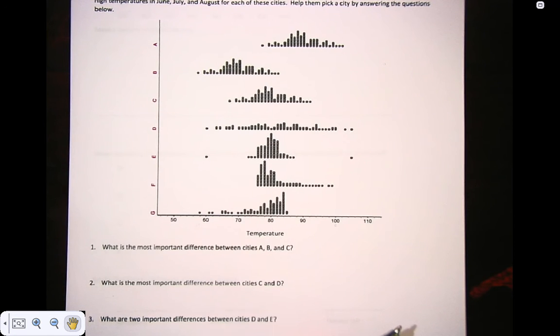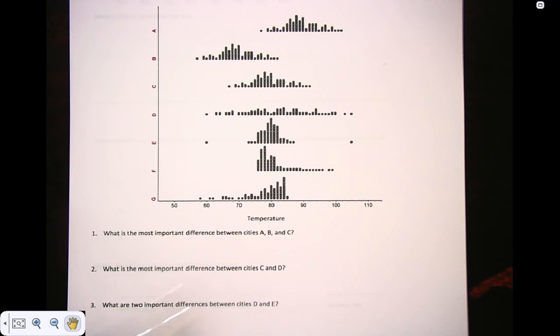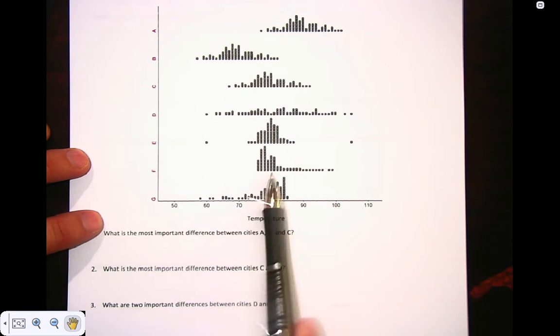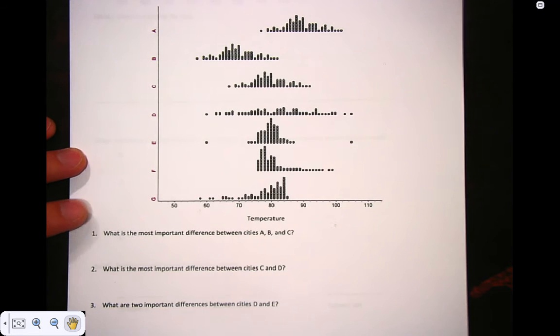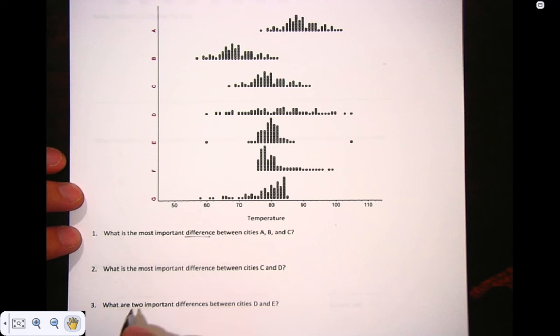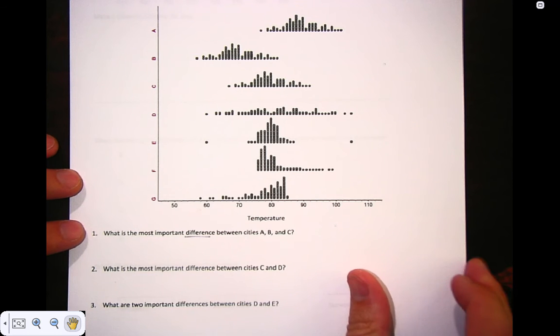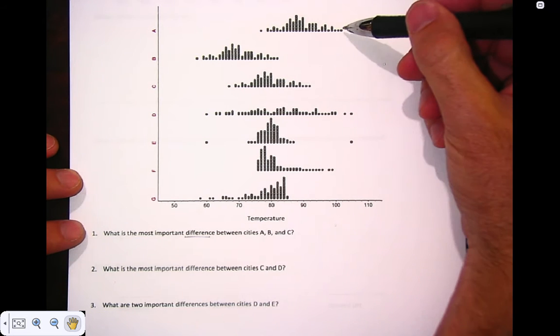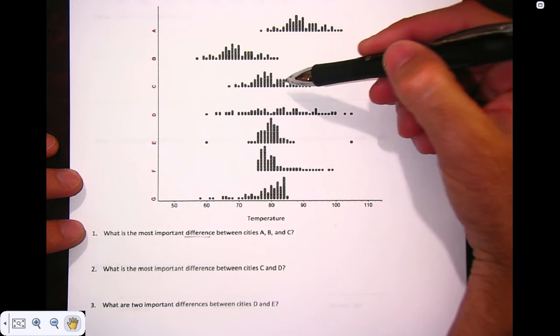Okay, so at the beginning we're just going to talk about how clearly the data for these different cities are all different. Part of statistics is being able to describe the data that you see, and we do that in particular ways that we'll get to on page 2 of the notes. So the first question: what is the most important difference between cities A, B, and C? This isn't anything official. This is just you looking at cities A, B, and C.